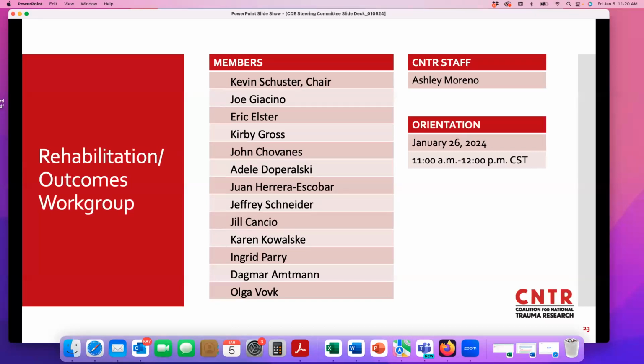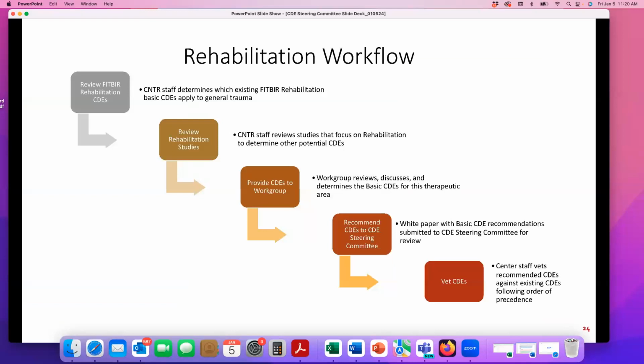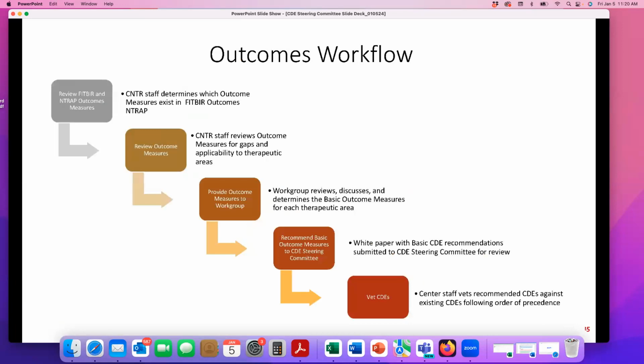Rehabilitation and outcomes work group led by Dr. Schuster and will be staffed by Ashley. Their orientation is on January 26th as well. Again, their workflow is similar, but we separated rehabilitation from outcome because rehabilitation data elements are different than outcome tools. So they have basically two sets of work to do.